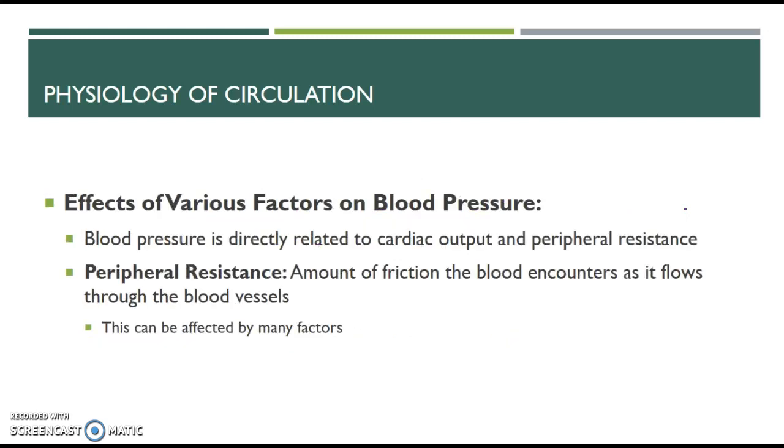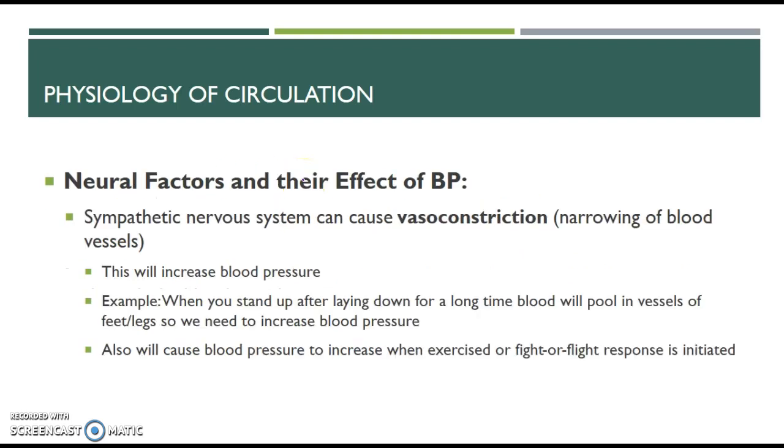So we're going to talk about blood pressure and how it can either go higher or lower. First, we need to talk about peripheral resistance, and this is the amount of friction that the blood encounters as it flows through blood vessels. And this is going to be affected by many different things. For example, when we relate it to cardiac output, if you have a high cardiac output, then your blood pressure is going to be higher.